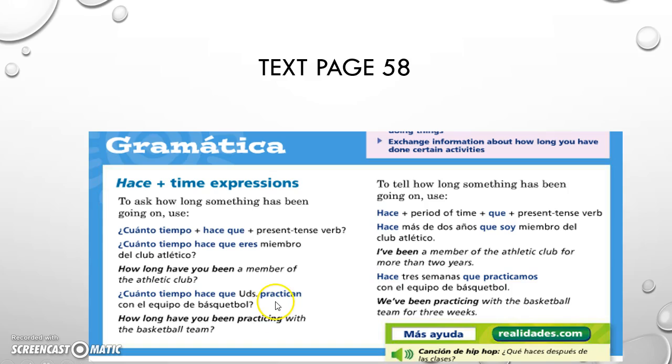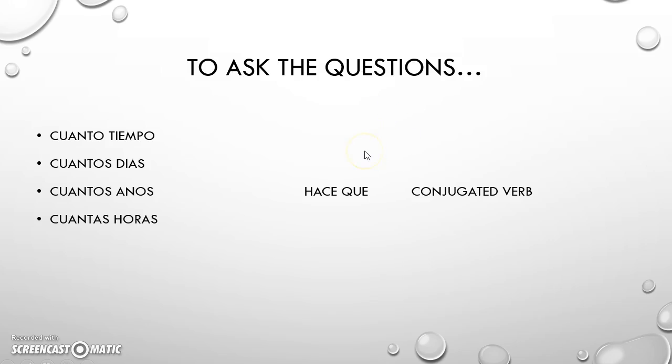To answer the question, the formula is hace plus the period of time plus the word que plus the present tense. So here are some examples. Let's move on and see if we can break it down. To ask the question, ¿Cuánto tiempo? ¿Cuánto tiempo is an open expression. It means how much time. But you can be more specific.